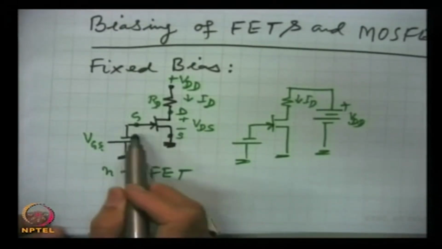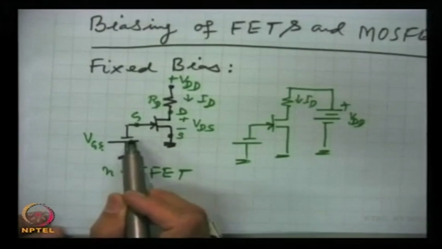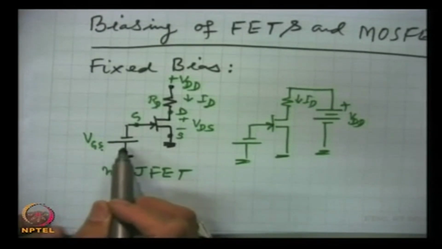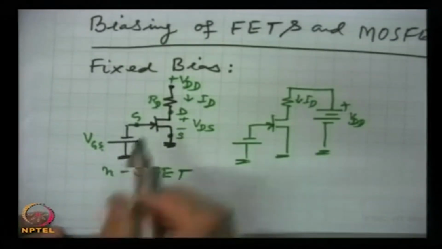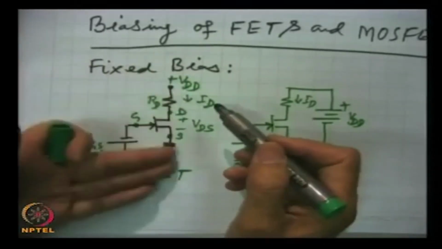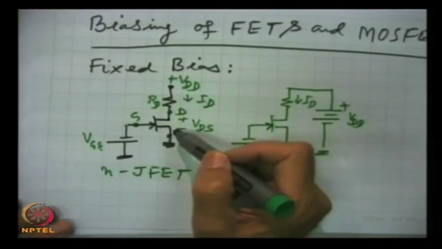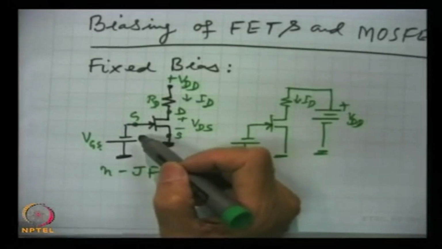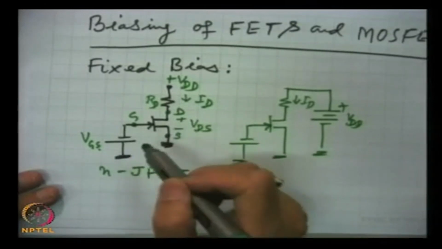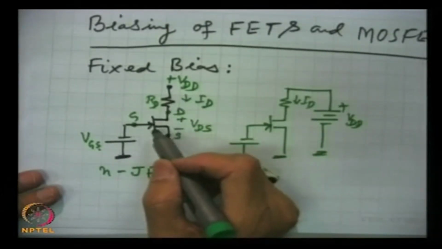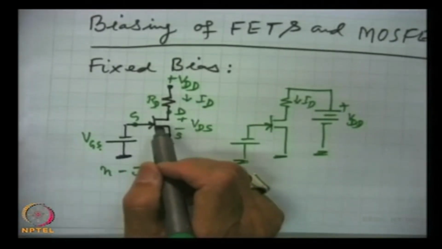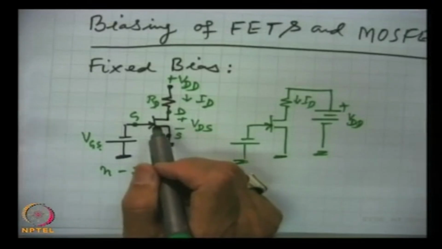Here this bias is provided by this battery VGS, and it is in no way connected with the output variations in the output circuit. So, it is fixed. What is the meaning of fixed? It is called fixed bias because of this reason, that it will not provide any stability to the circuit against the variations in the device or in the temperature.